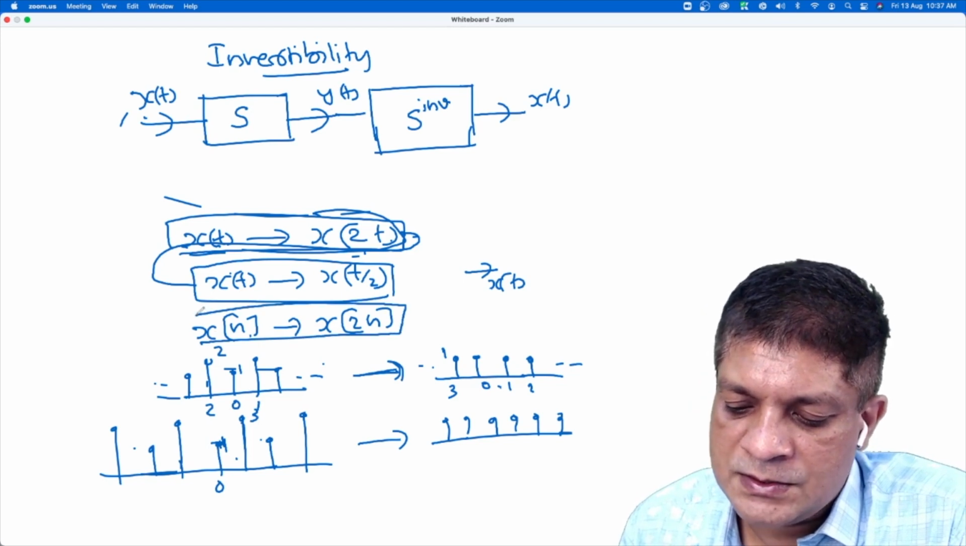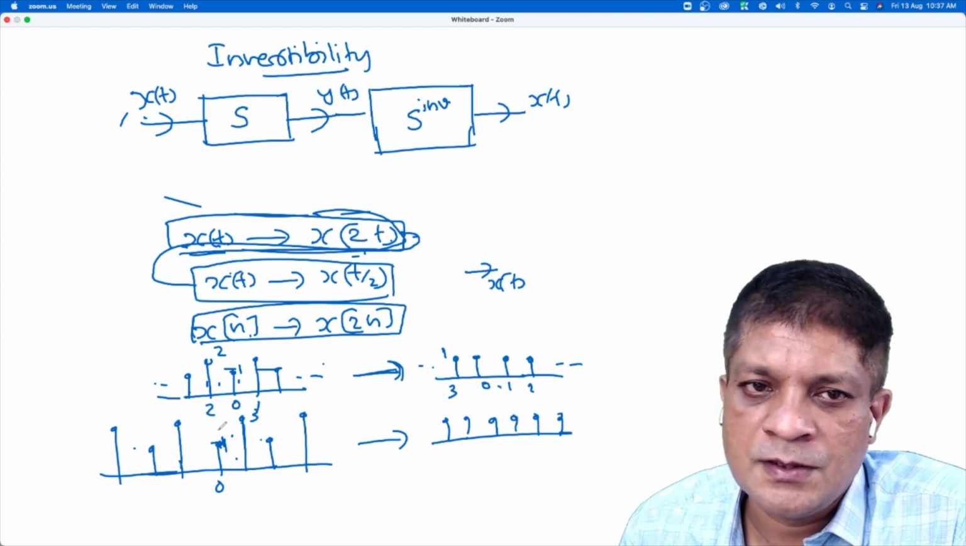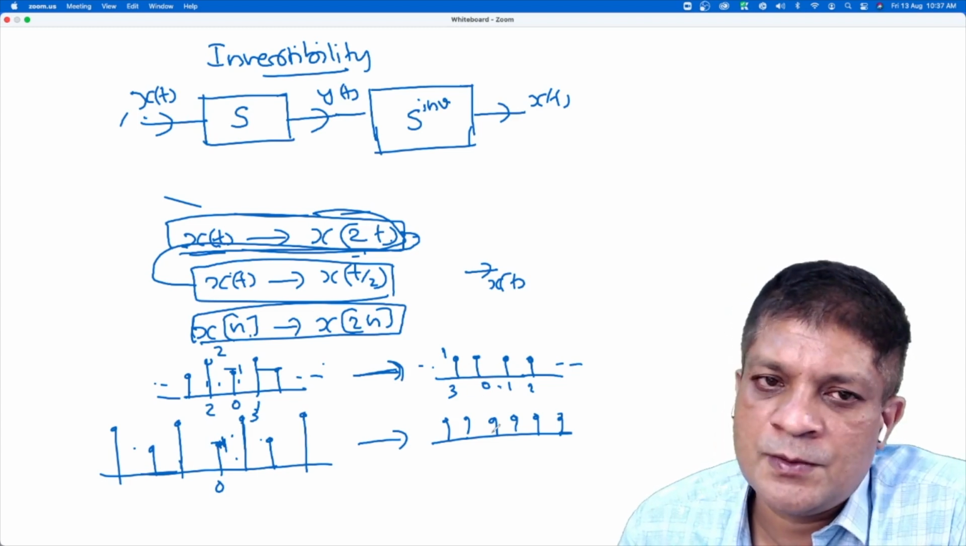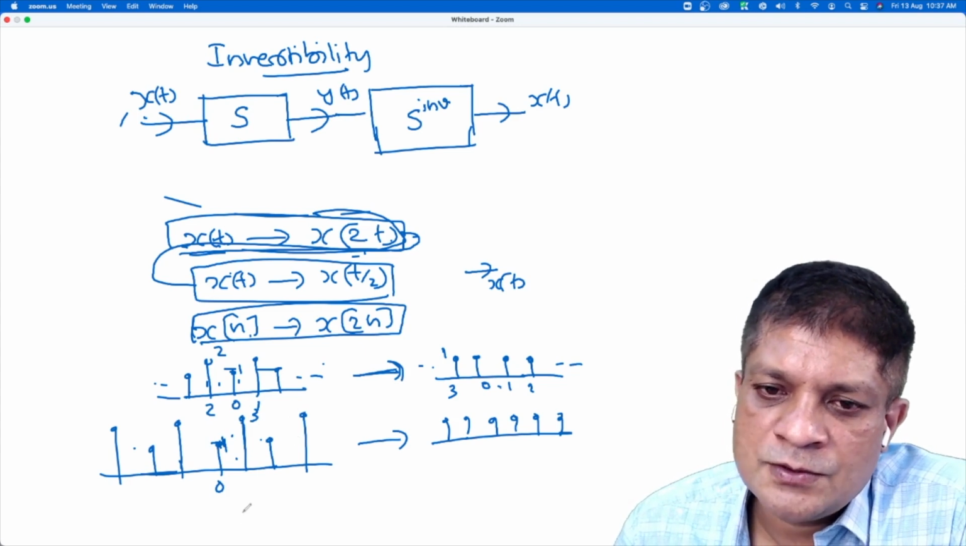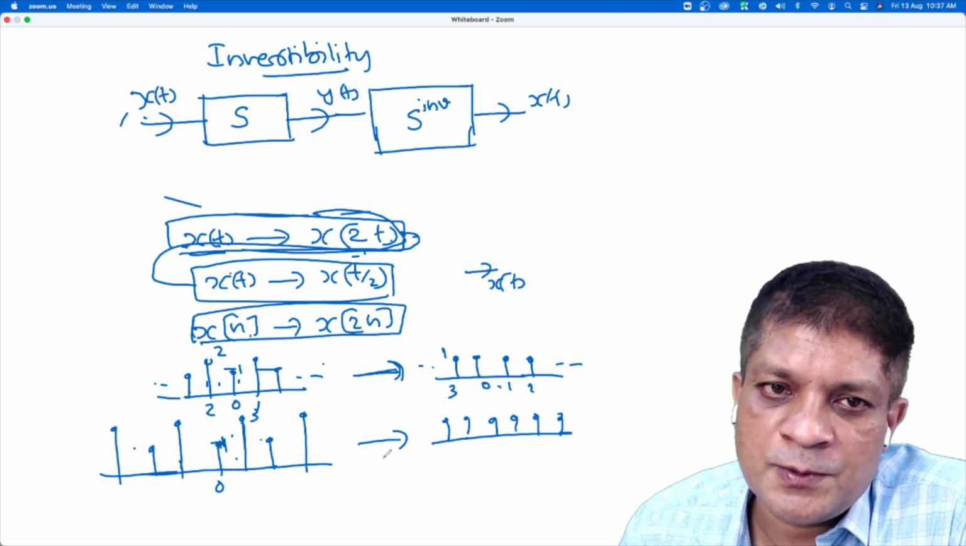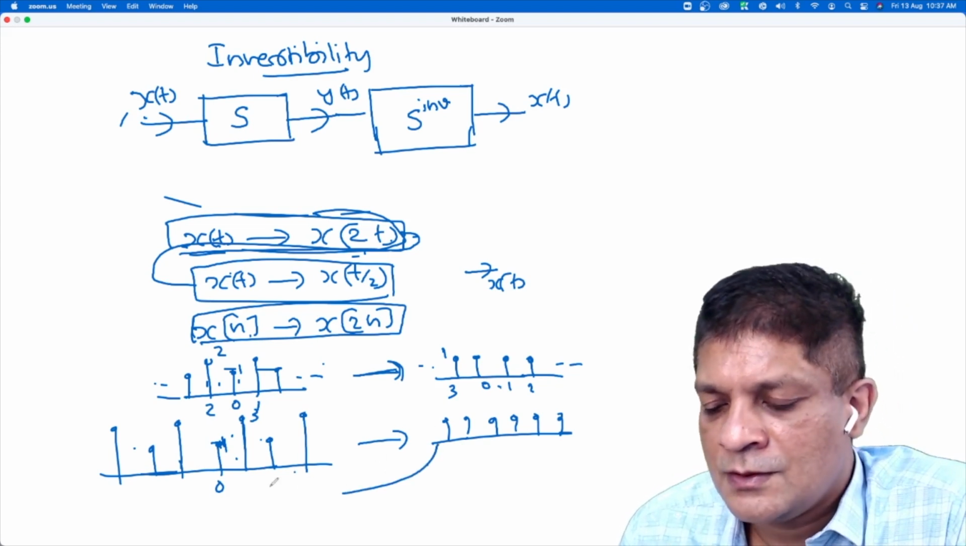We are considering a system. What I'm saying is, if you are giving these two signals as the input to the system, we will get the same output corresponding to each of these signals. So more than one signal giving the same output, isn't it? So it is not invertible.